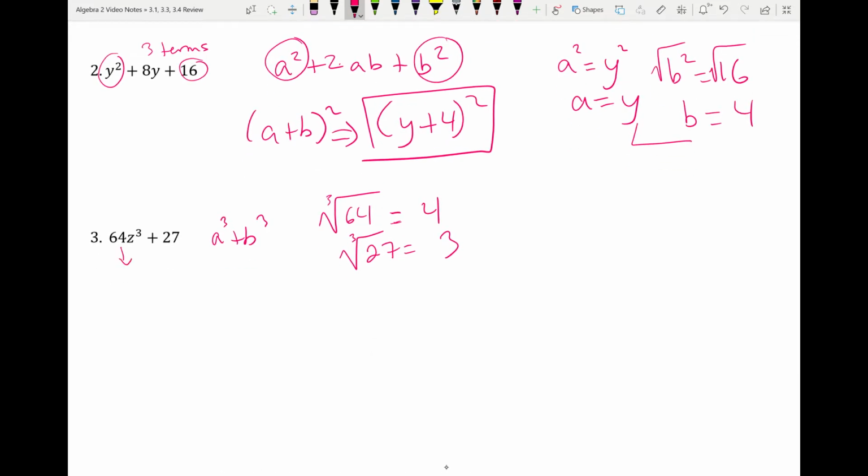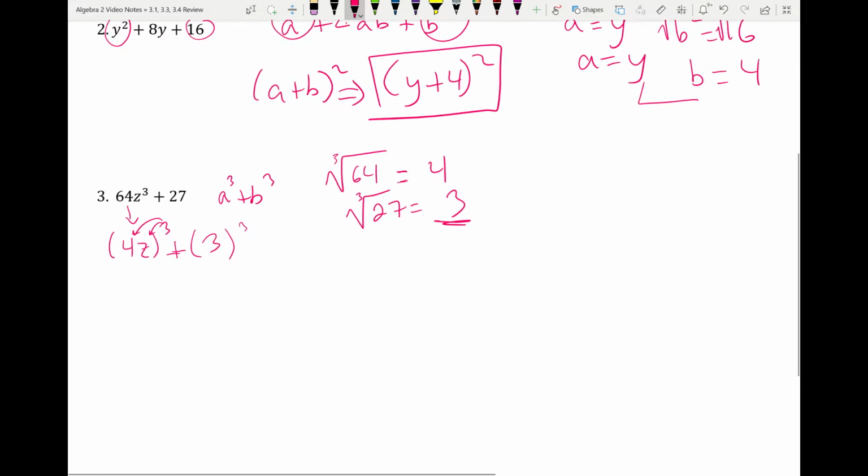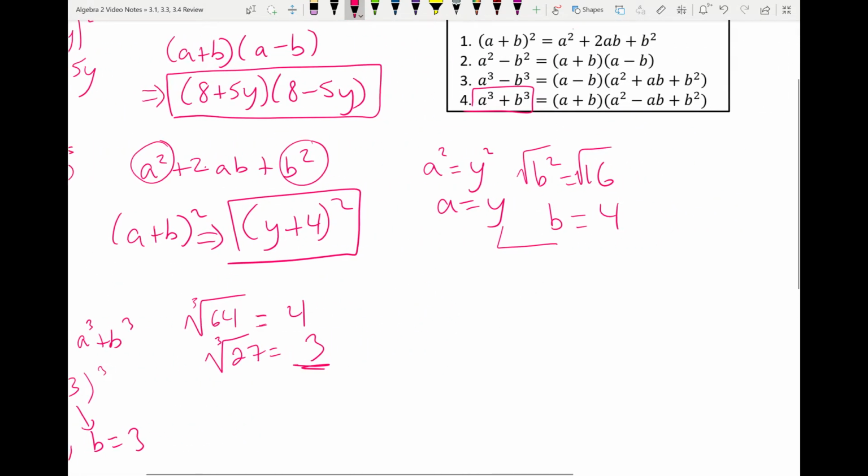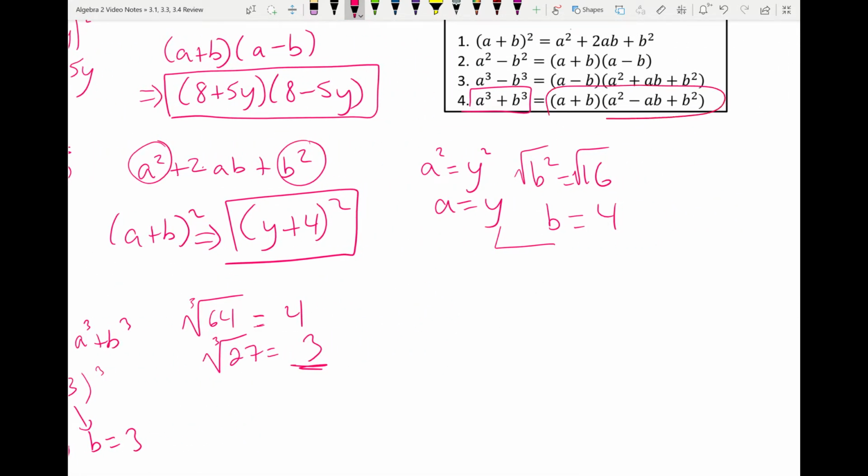So I know that this is going to be 4 to the third, and then I got z. Now if I distribute the cubed here, I get 4 cubed to 64, z cubed to z cubed, and I get the original. Plus, and then cubed, this has to be 3, just like we mentioned here. So now we know that a is 4z and b is 3. So we're going to take the a and b and we're going to plug it in to this right-hand side.